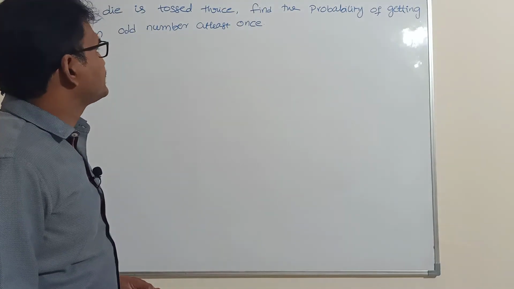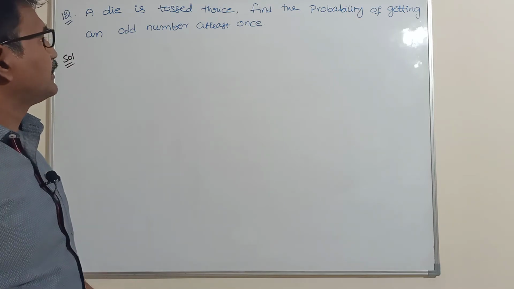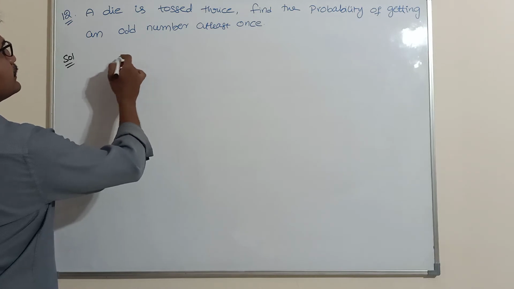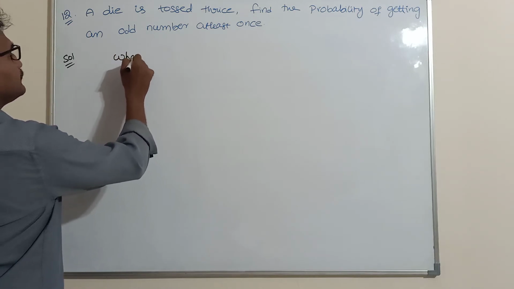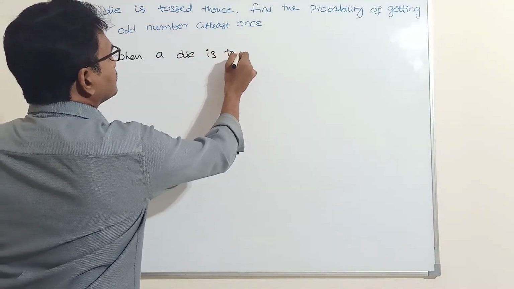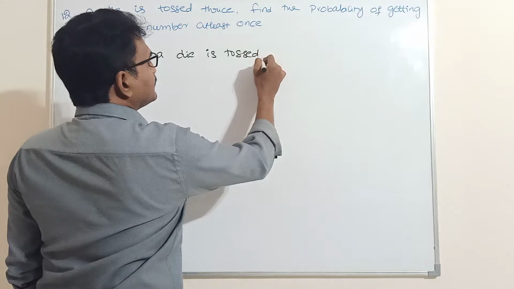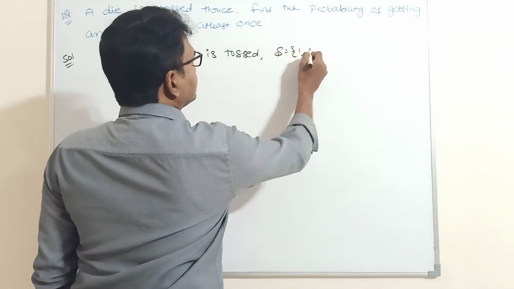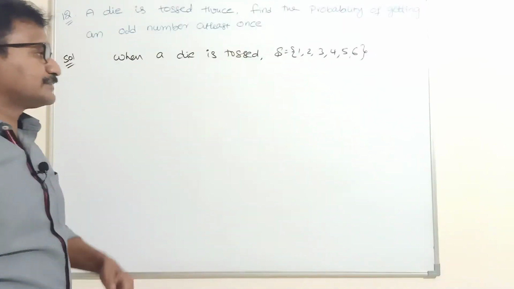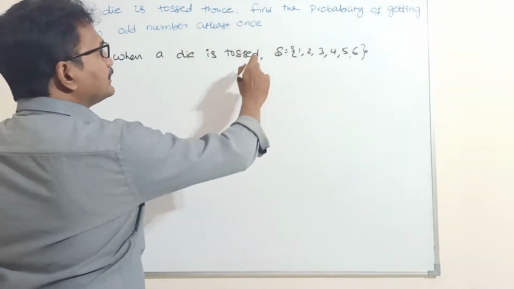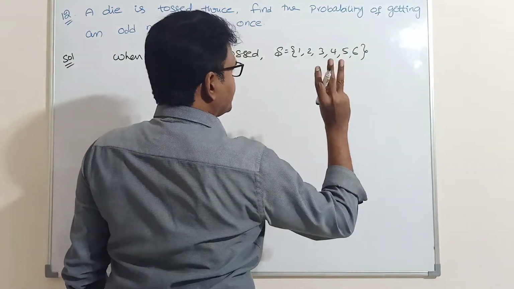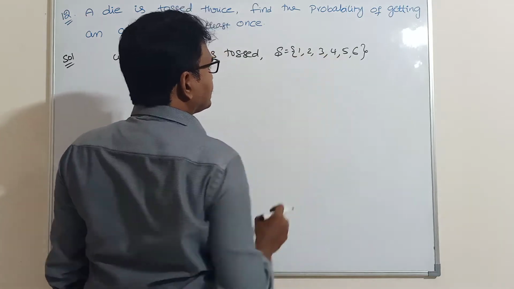Next, a die is tossed thrice. Find the probability of getting an odd number at least once. When a die is tossed, what is the sample space? S is equal to 1, 2, 3, 4, 5, 6. When a die is tossed, sample space is 6. Here how many even numbers are there? 2, 4, 6. 3 even numbers are there. How many odd numbers are there on the die? 3 odd numbers.